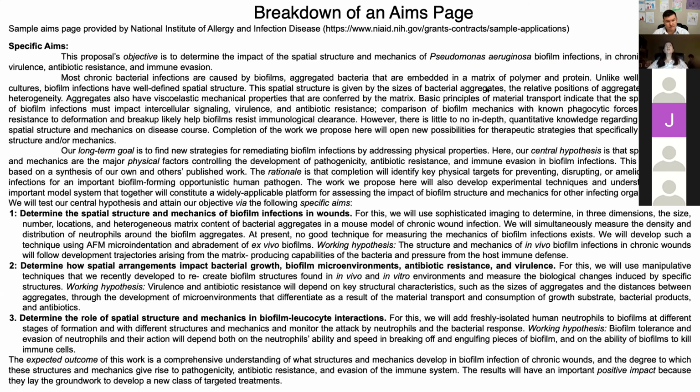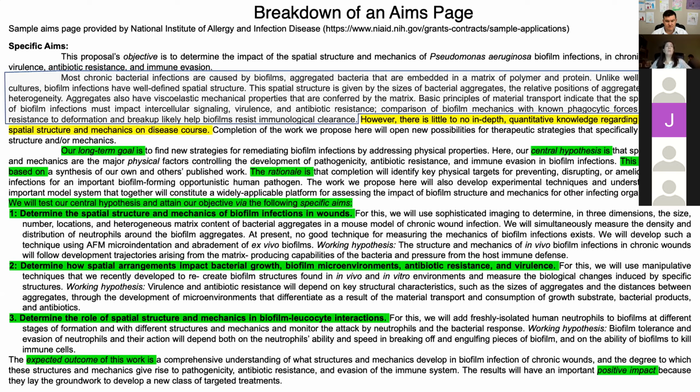Okay, like I did with the abstract, I thought we would break down a specific aims page, and I got this as an example from the National Institute of Allergy and Infectious Disease. They have some sample applications, and so I took this from Dr. Gordon, her specific aims page. So let's break it down. And what I did last time was we broke it down color coding different sections, and I want to just do that with you here.